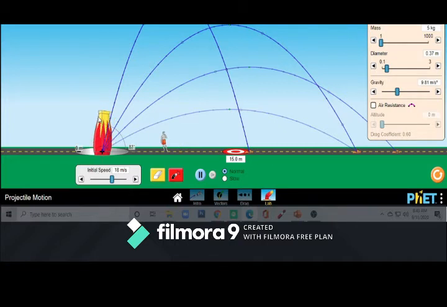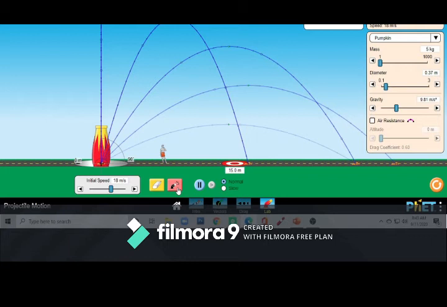And obviously, if you launch your projectile at 90 degrees, it would only go back to you. That is what we call projectile motion. So what happened here? The farthest range is achieved when the angle is 45 degrees.